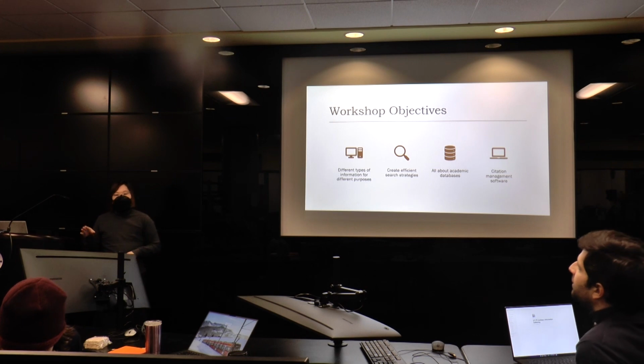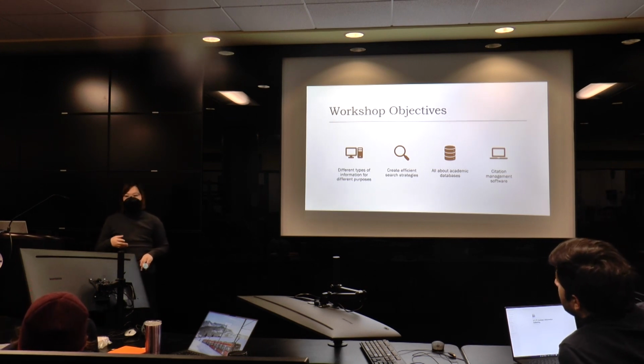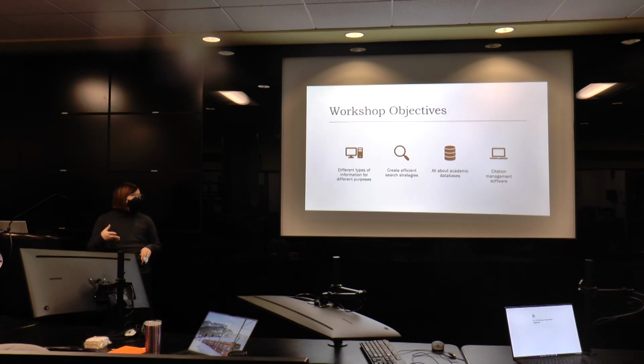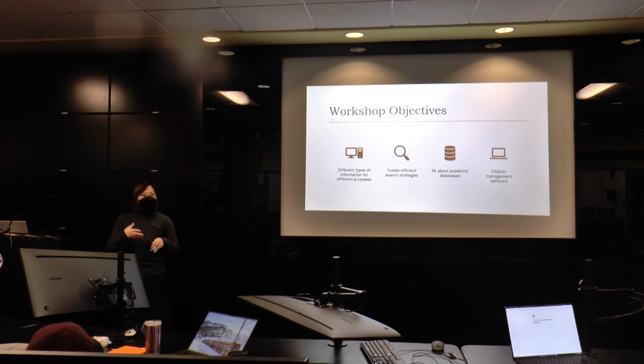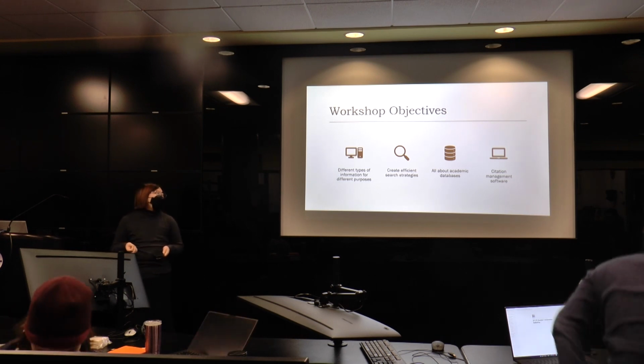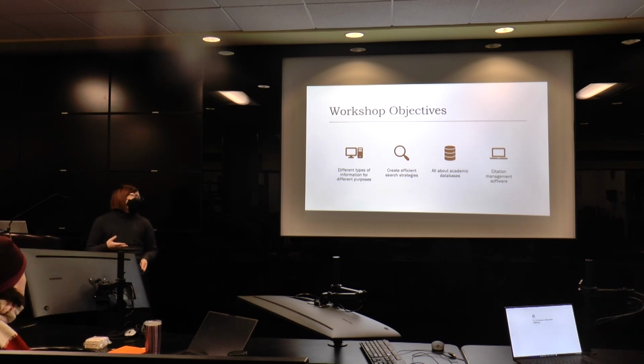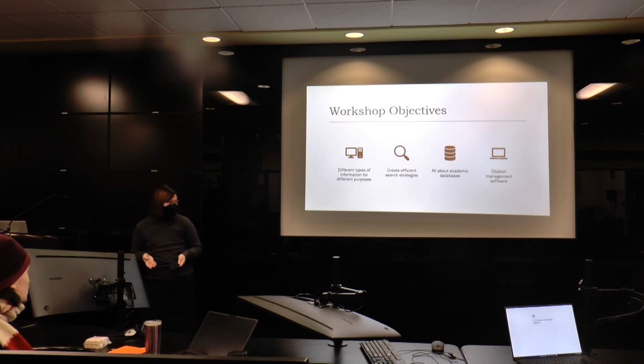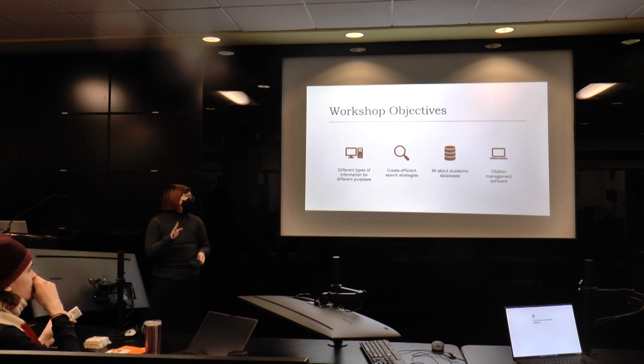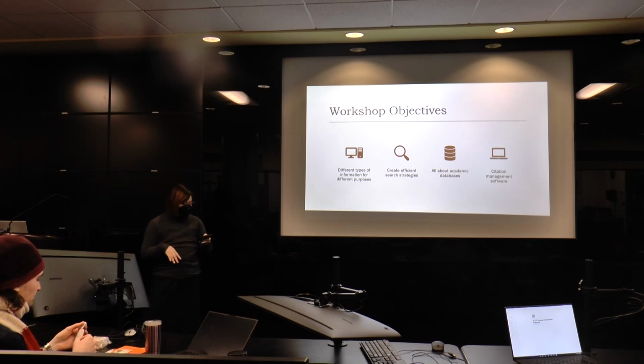So what we'll be going over is first going over different types of information for different purposes. So looking at what types of information is available out there and for what purpose, as well as where to find them, how to create efficient search strategies, basically how to use an academic database and why you should use one, and a brief overview of citation management software.